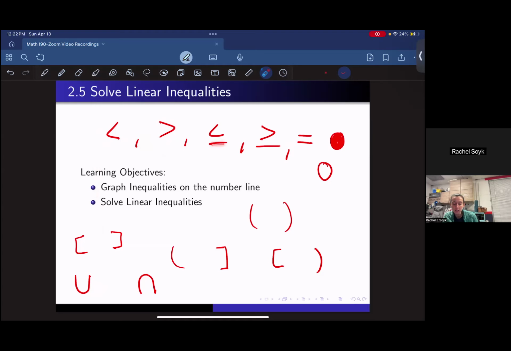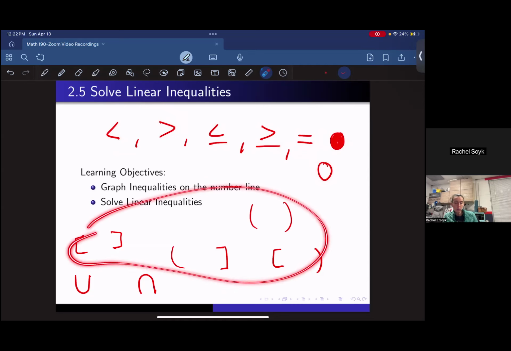And then the ones that have the lines under it, it's the same meaning, except there's an added thing to it. And the added thing is it's or equal to. So less than or equal to, greater than or equal to. And then we have our equal sign. You'll notice I have a closed circle and an open circle. It's always going to be closed if there's a line underneath it, or if it's equal. And then it's always going to be open if there's no line underneath.